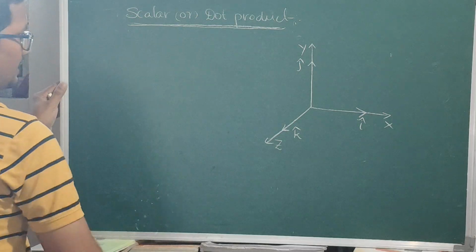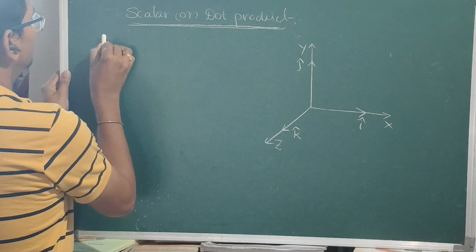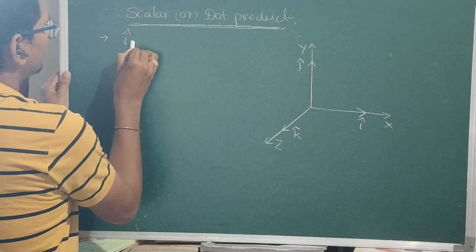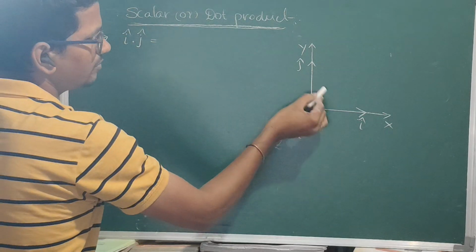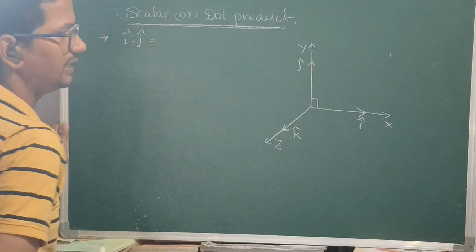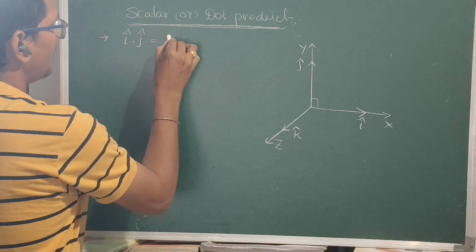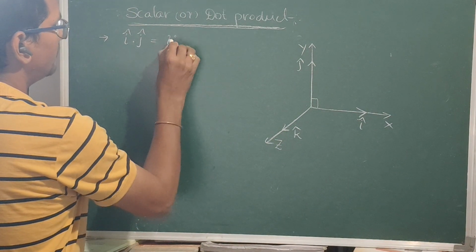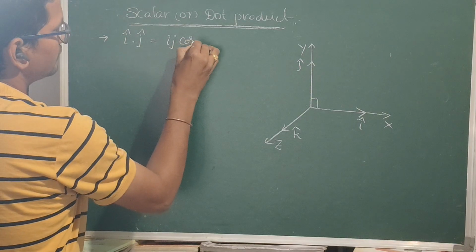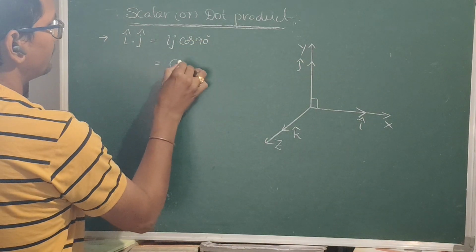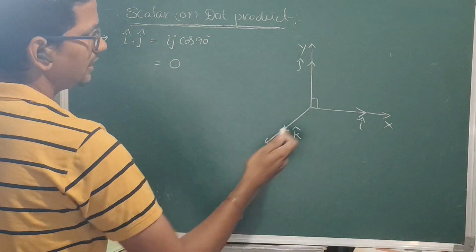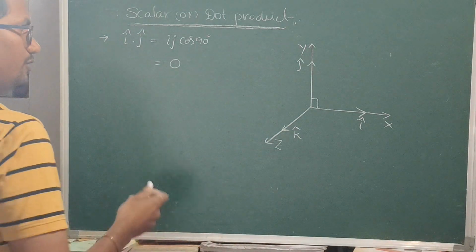It's not an x-axis and y-axis comparison. I cap dot j cap. What is I cap dot j cap? What is the angle between them? 90 degrees. That's I into j into cos 90. Cos 90 value is 0. Yes, and I cap dot j cap is always 0.